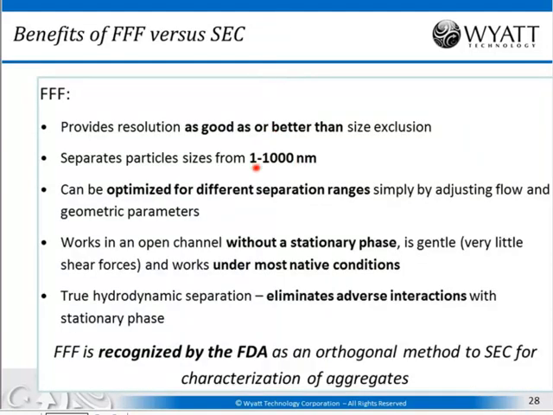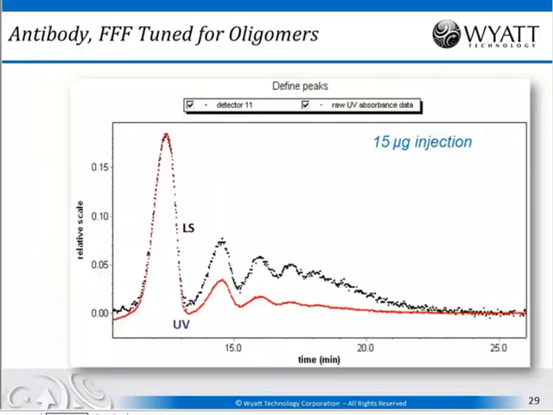So briefly, we have a much larger dynamic range. The separation is as good as or better than size exclusion. It can be optimized for different ranges of separation. There's no stationary phase, so there's very little shear, and this works under most native conditions. It eliminates adverse interactions with a stationary phase. And FFF is recognized by the FDA as an orthogonal method to SEC for characterizing aggregates.